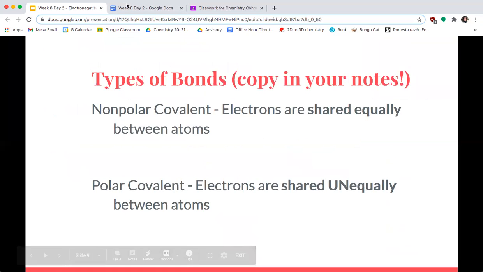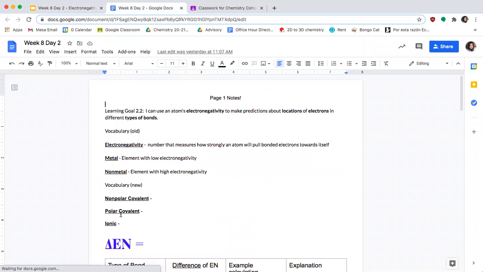You got a chance to copy this in notes. Notes should be over here. You need these completed in order to receive a grade.